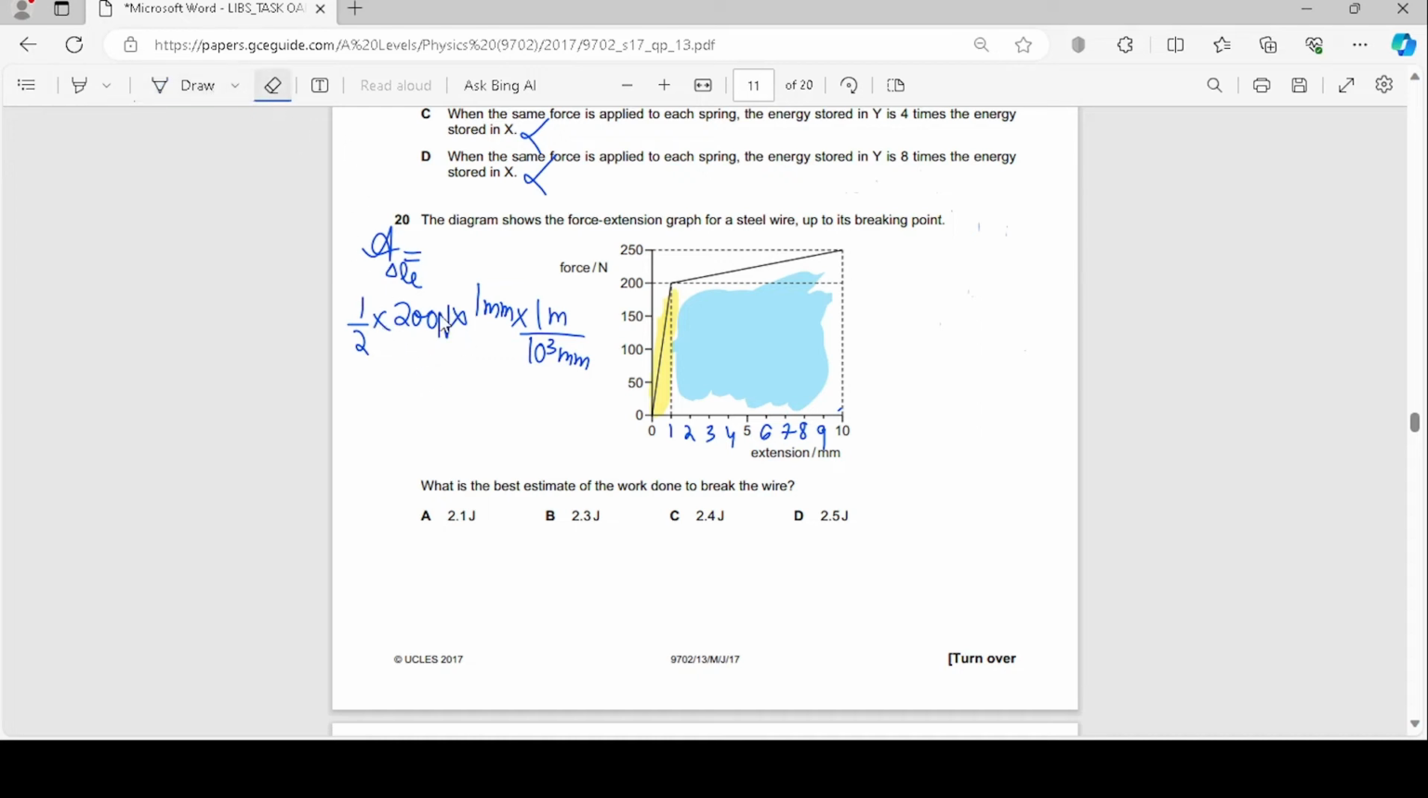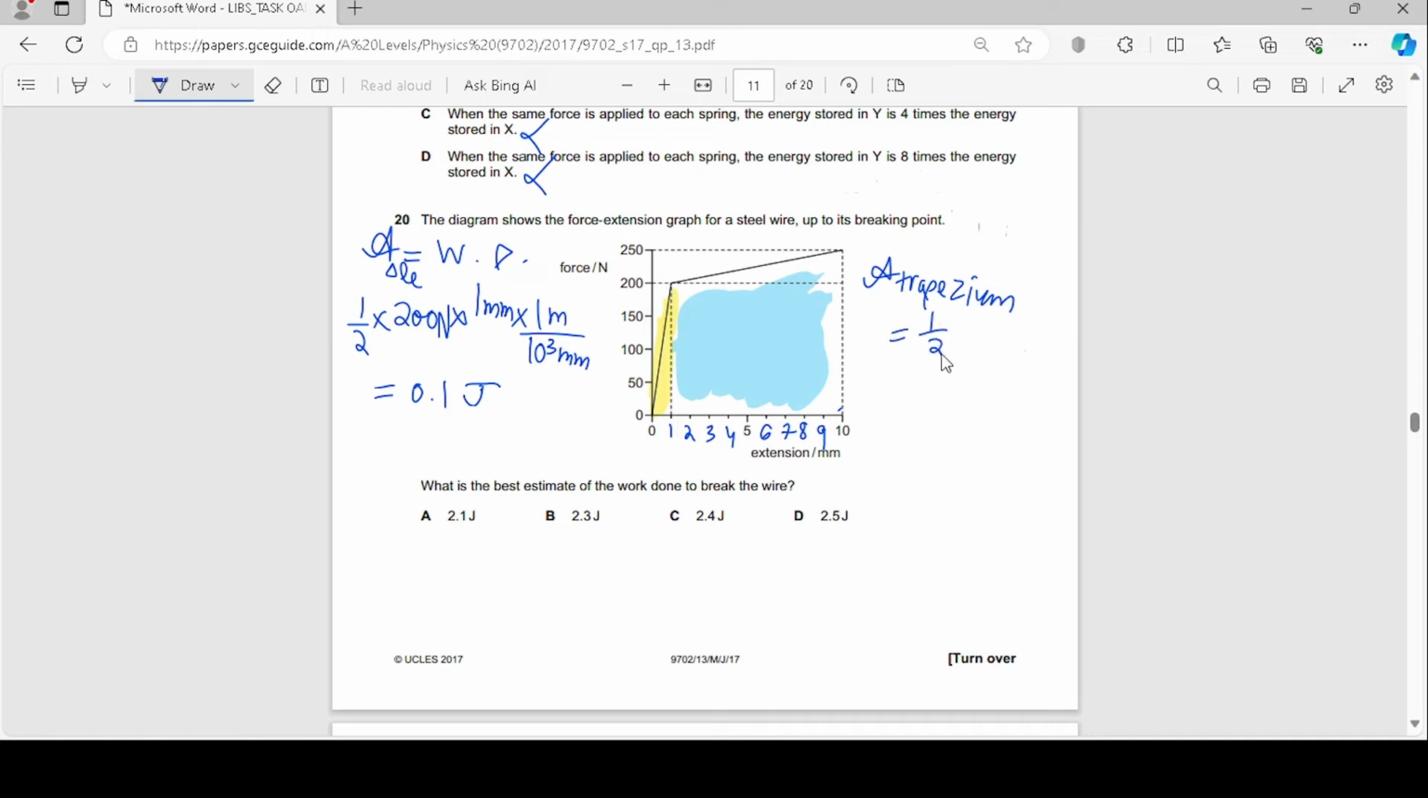Anyways, this is going to be 0.5 into 200, and then basically I got 0.2 before, right? So that's going to be 0.1 joules, because that is energy, work done. All right, and then my area of the trapezium.